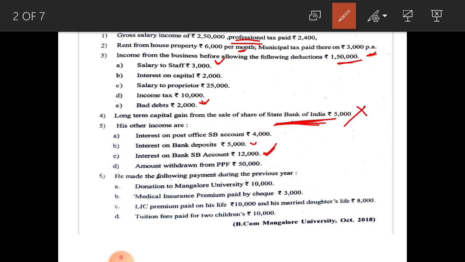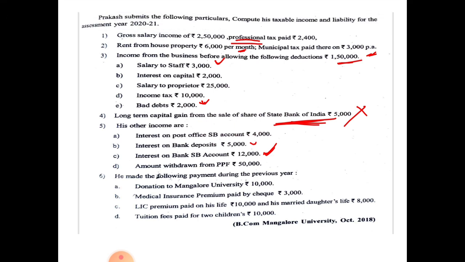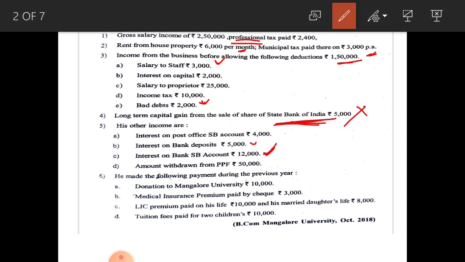Under section 80TTA, interest on bank SB account up to 10,000 is deductible, that is claimed for deduction, and this section would however not be available to a resident senior citizen eligible for deduction under section 80TTB. But here the age of Prakash is not mentioned, so you can consider this for deduction under section 80TTA.